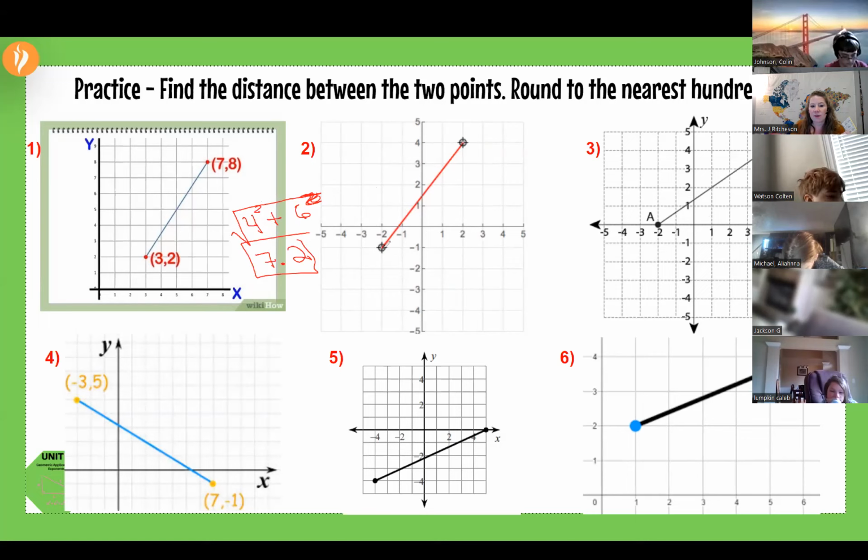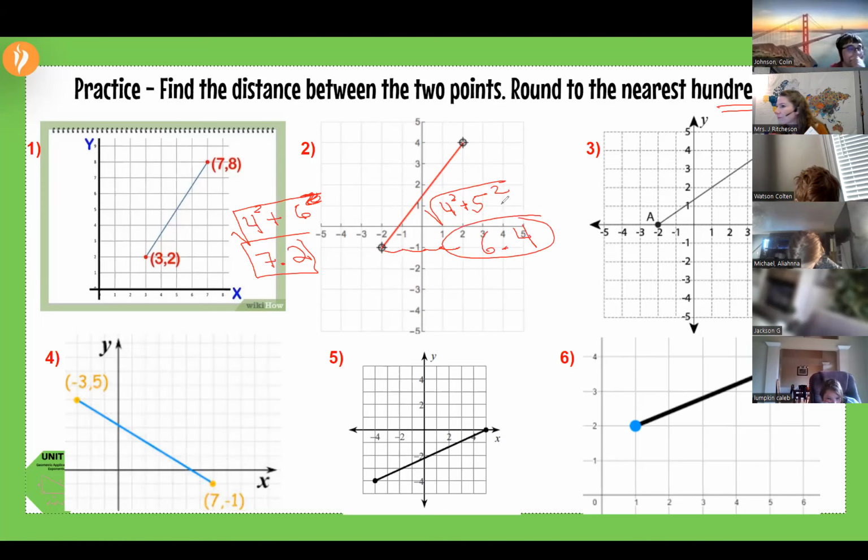All right. So for the second one, we got a 1, 2, 3, 4 also by round to the nearest hundred. Oh, I did tenths. Oh, it does say that. Colin, guess what? I wrote those directions. Dang. You're so smart. All right. 1, 2, 3, 4, 5. So this is a 4 by 5. So the square root of 4 squared plus 5 squared is 6.4. Do we all agree? 6.4?